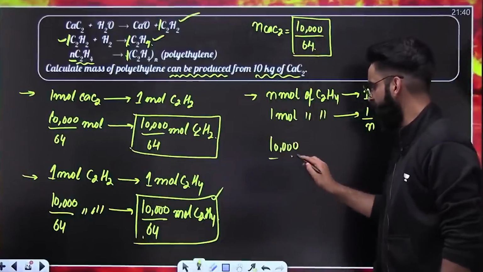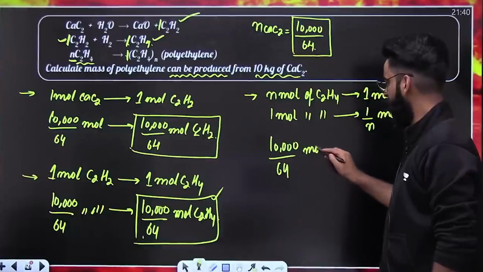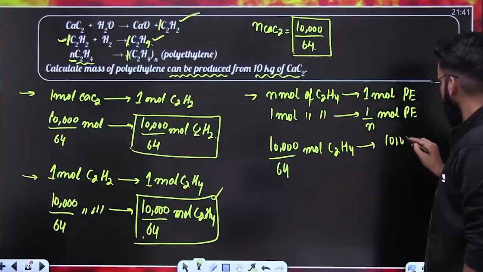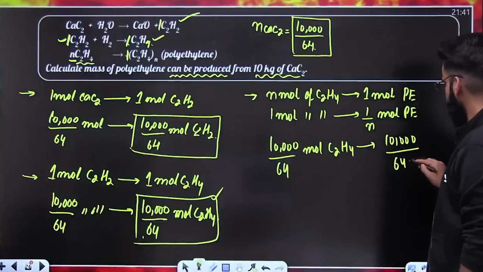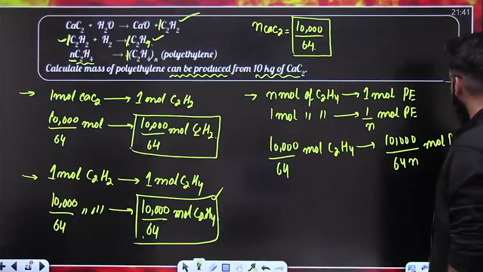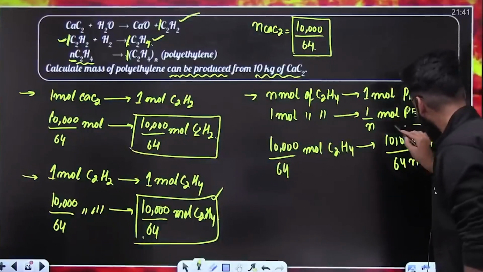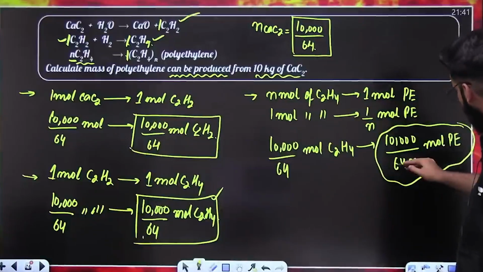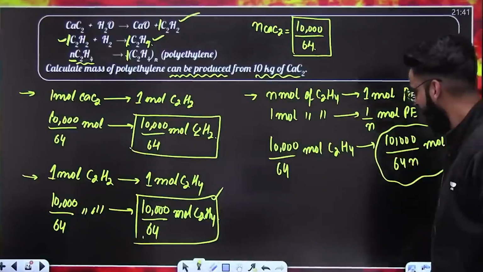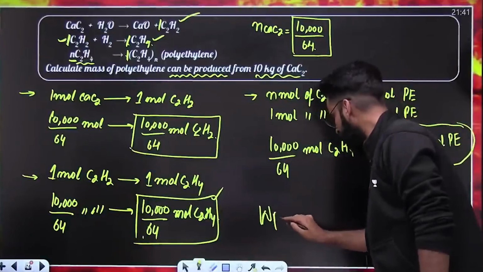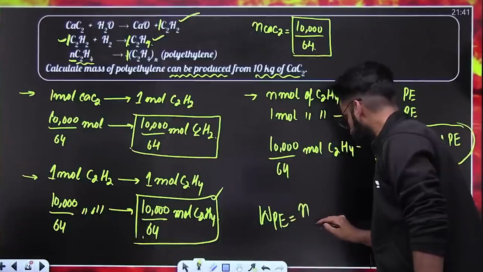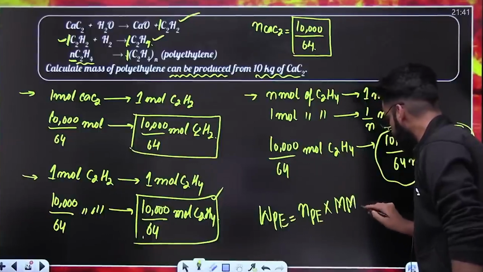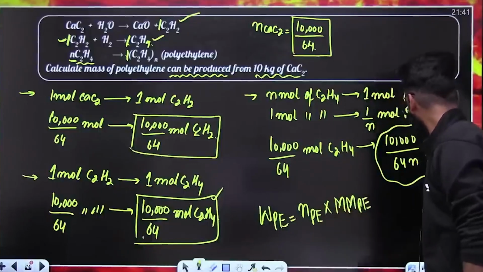I would say 10,000 divided by 64 moles of C2H4 will produce 10,000 divided by 64 n moles of polyethylene. So these are the moles of polyethylene which got formed at the end of the reaction. But as per the question, do I need to calculate the moles of polyethylene? No. I need to calculate the mass of polyethylene, which is equal to moles of polyethylene formed multiplied by the molar mass of polyethylene. What are the moles of polyethylene?